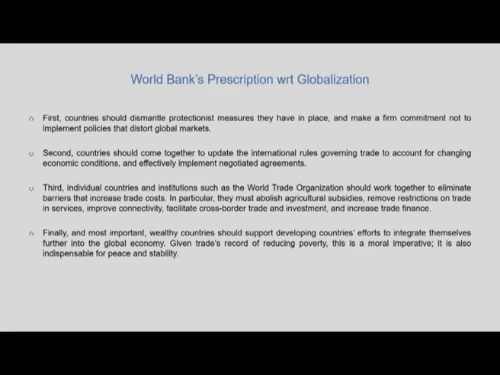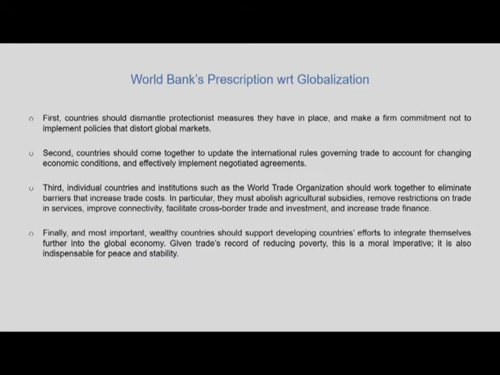That's the first prescription. The second prescription is that countries should come together to update the international rules governing trade to account for changing economic conditions and effectively implement negotiated agreements. If you read this point carefully, it basically says that national governments across the world should commit themselves to the international prescriptions being made by the international financial institutions with respect to trade and agriculture policies, which is also related to the first point on dismantling protectionist measures.